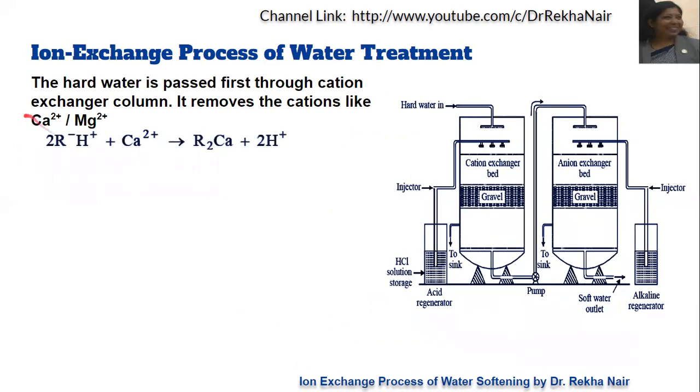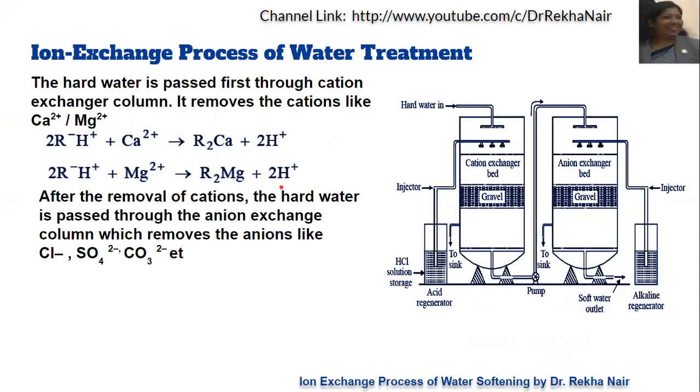What will be the reaction? If we consider the cation exchanger bed formula RH plus, the calcium 2 plus and magnesium 2 plus present here will react with the H plus ions to form R2Ca and 2H plus. If there is magnesium, it will form R2Mg and 2H plus. So after removal of all the cations, the cation exchanger bed will become R2Ca and R2Mg, and the calcium and magnesium ions will be removed.